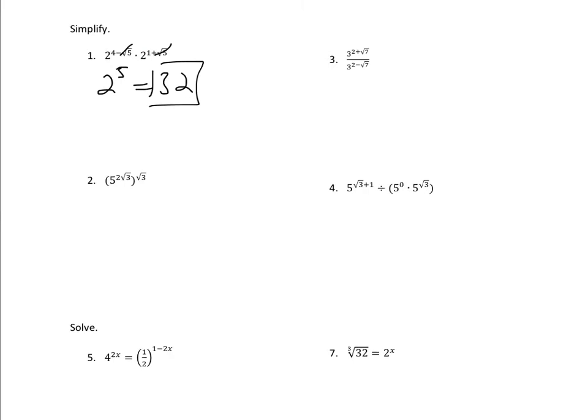Okay, number 2, this is just power to a power. What do you do with a power to a power? Doesn't matter what the base is for this. You multiply the two exponents together.